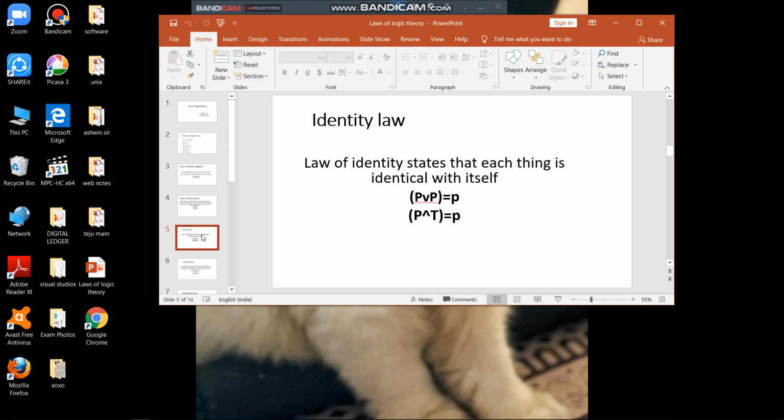And the third law is the identity law. The law of identity states that each thing is identical with itself, whereas P or F is equivalent to P, whereas P and T is also equivalent to P itself.